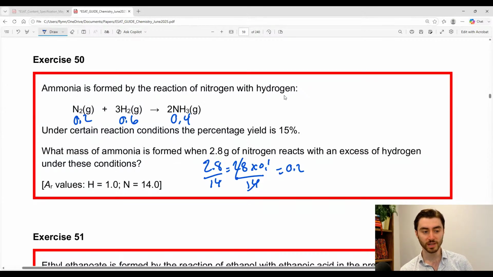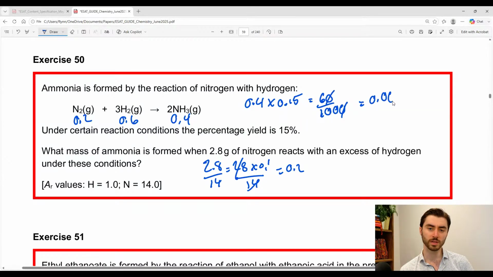In fact, only 15% of that gets converted. So 0.4 times 0.15 is 60 over 1,000, is 6 over 100, is 0.06. Okay. In practice, that many moles gets created of ammonia. The molar mass is 17, so it's 0.06 times 17.